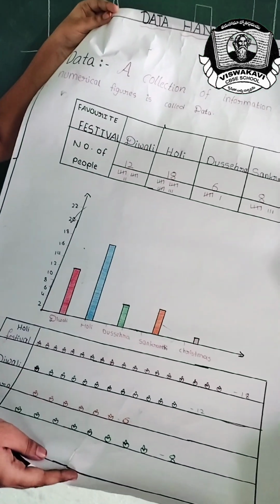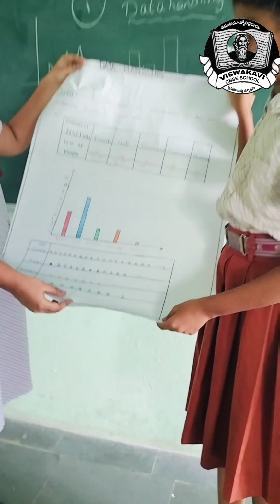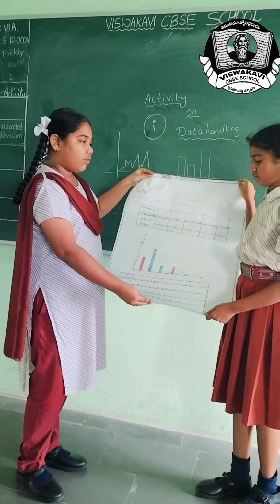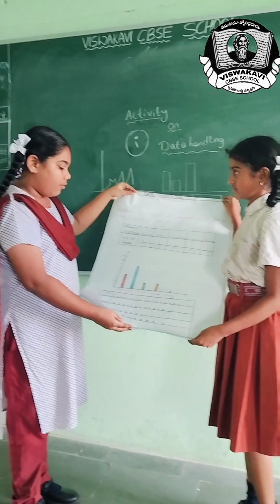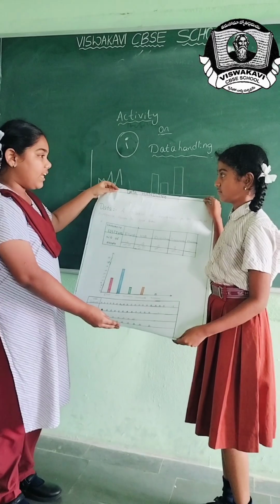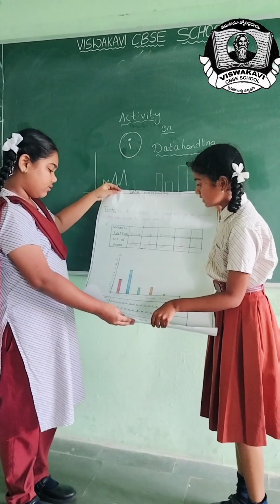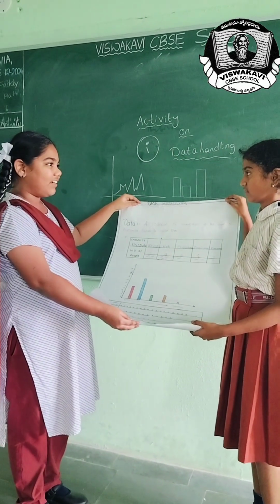Here comes the pictograph. Picto in the name tells that it is picture. With pictures, we can identify easily. So, I'll ask you one question. Will you tell it? Yeah. How many people like Dasara? 4 people like Dasara. Yeah, you are absolutely correct, Mahita.